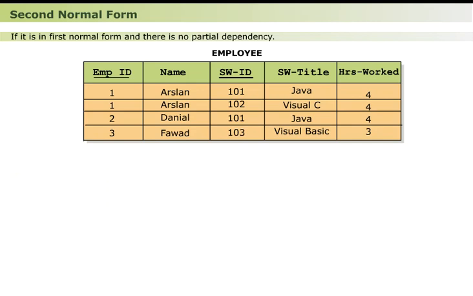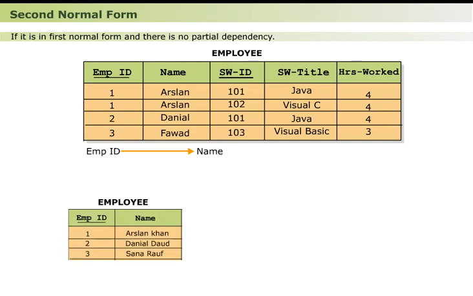Now, let us find out the solution. The solution is that first, identify the partial and full dependencies as shown. Then, apply the decomposition rule as the partial dependency as shown is converted into employee table. The determinant of this partial dependency, that is attribute employee ID, becomes the primary key attribute of employee table.